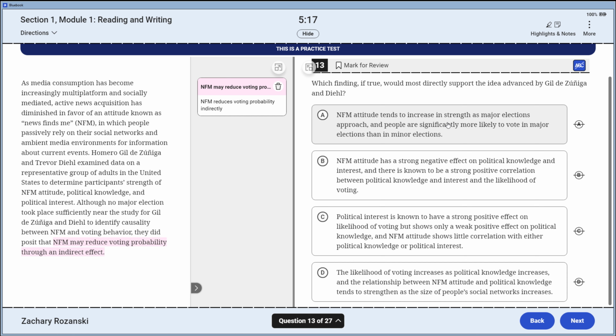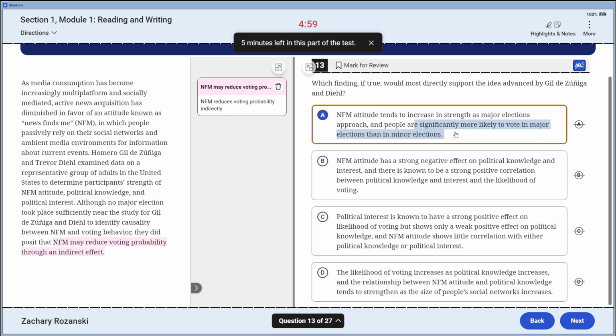NFM attitudes tends to increase in strength as major elections approach, and people are significantly more likely to vote in major or minor elections. I don't like anything that's happening here with this major or minor elections thing. Nothing seems to state this, and the attitude tends to increase in strength. Doesn't tell me, yeah, A is wrong. It doesn't tell me any way that it engages with voting probability.